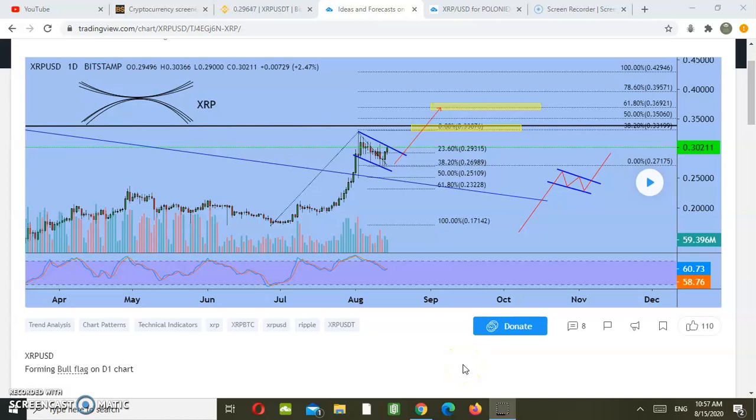Today we'll be trying to release some realistic price prediction for Ripple XRP against the US dollar over the next months.